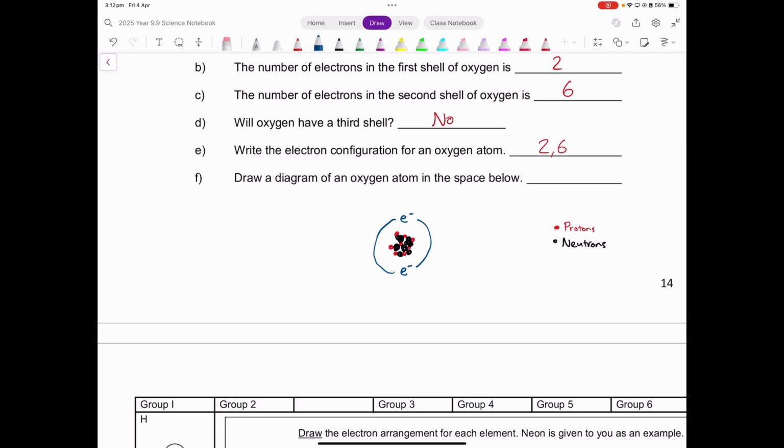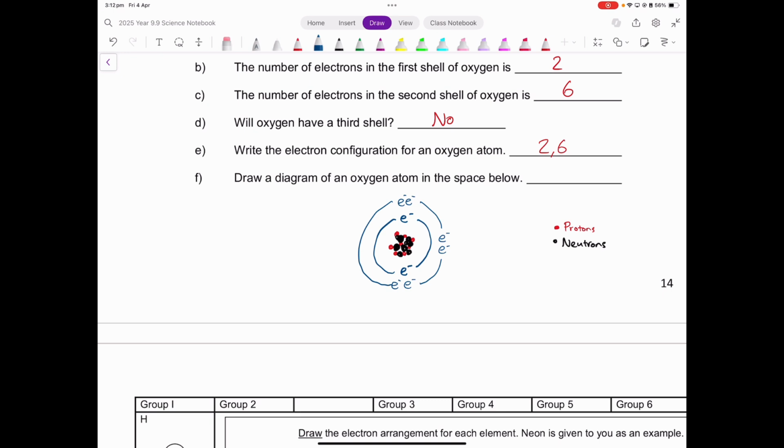But in the second shell, remember they'll get lonely if they're all by themselves, so they like to hang out with a friend. And so we draw them as a pair. And as we've just established, in the second shell there are going to be 6 electrons. And then I just draw a line showing that these together all form a big shell like that.